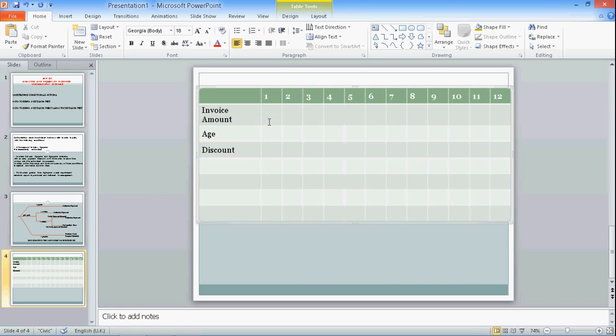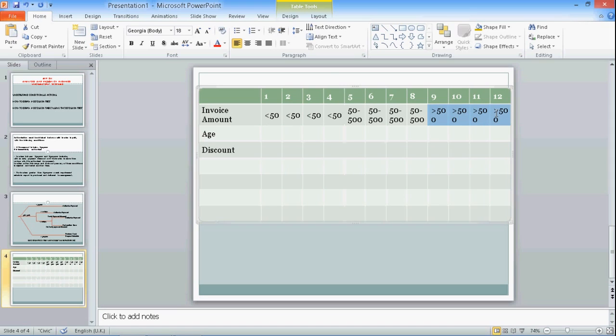So we say less than 50,000, repeated 4 times. The next one is between 50,000 and 500,000, repeated 4 times. Then the third one is greater than 500,000, repeated 4 times.